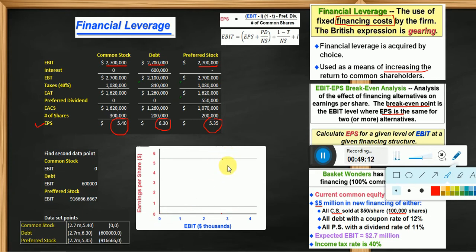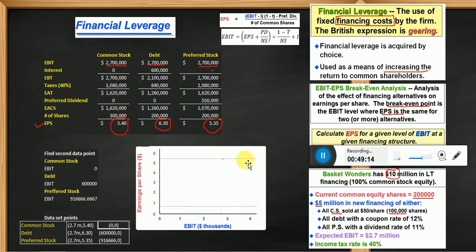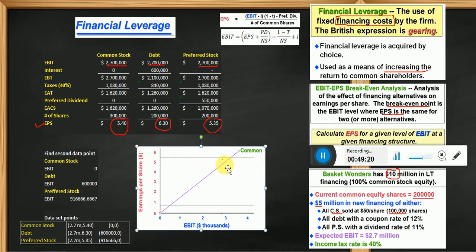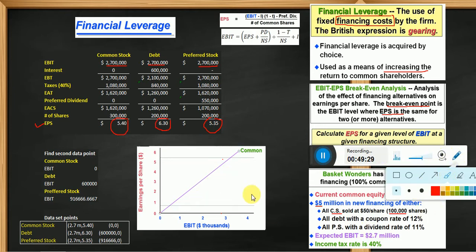Now you have to connect these 2 points, this line. When you connect these 2 points, then you will have like this. Okay, this is the correct one. I just plotted a little bit wrong here. So look, dear students, at this point, let me make it again here. This point. Okay, this is for common stock.